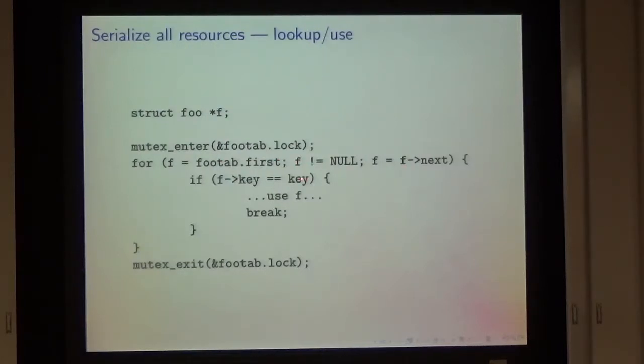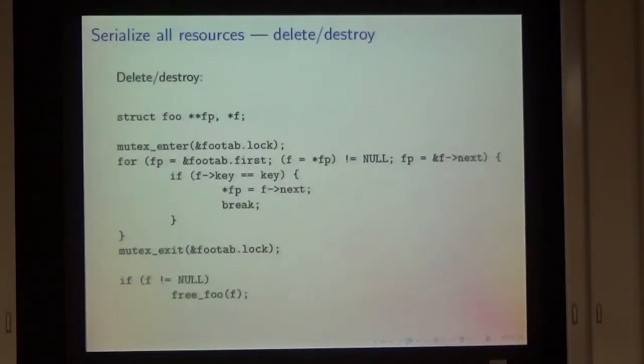To look it up, acquire the lock and walk through the linked list. If we find a match, then we use the foo that we found, and we exit. Now, all of this happens while the lock is held. So again, there can be only one thread using any foo at any given time. To delete and destroy, we just delete it from the list under the lock, so again, nobody can be using the foo at this time, and once we found it and detach it from the list, then we can free it.